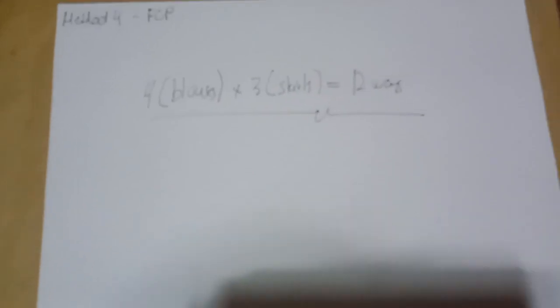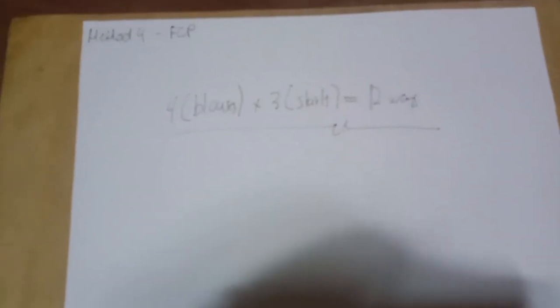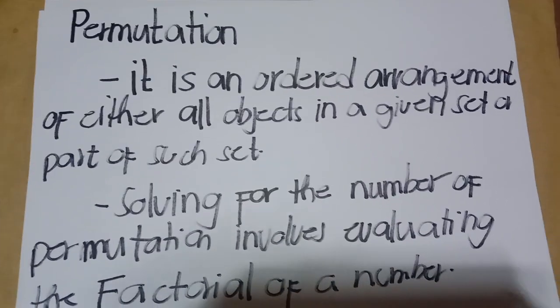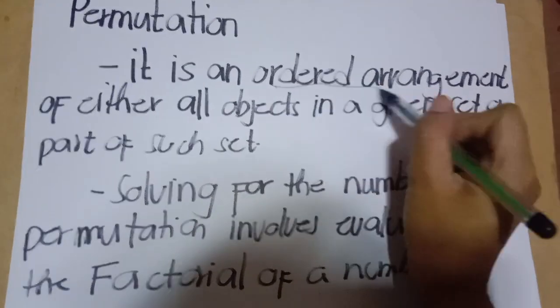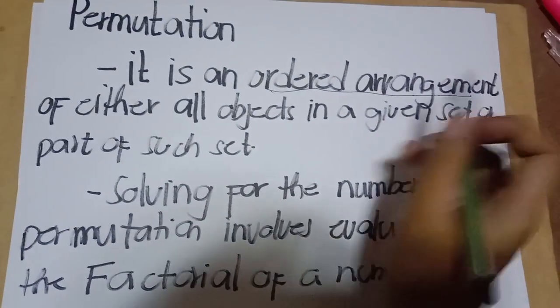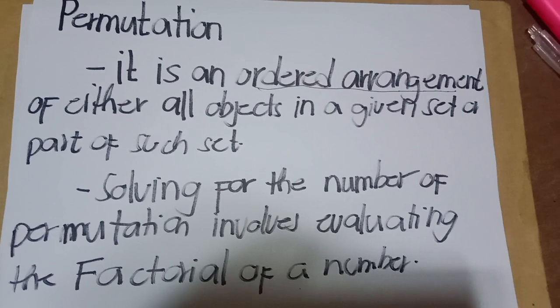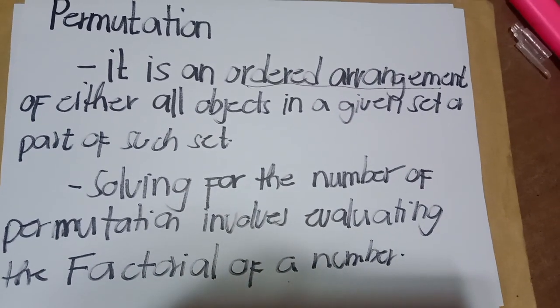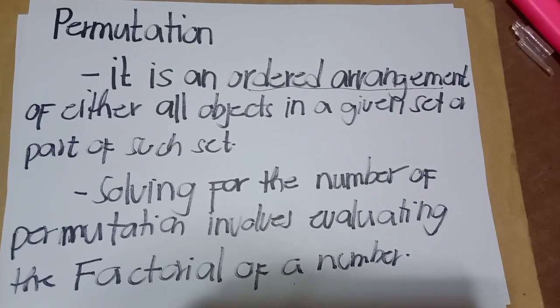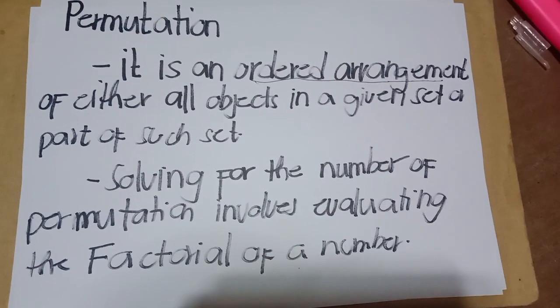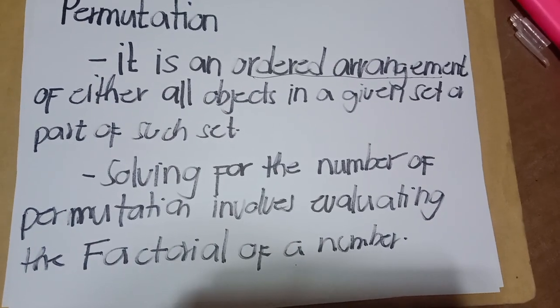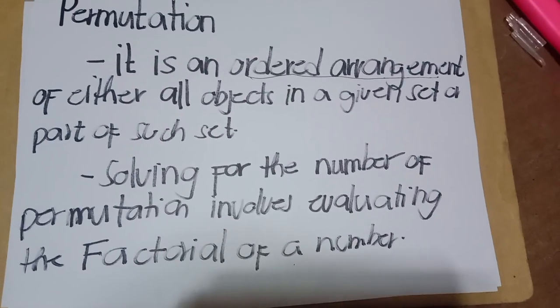So for now, let's move to our next lesson, which is solving problems involving permutation. The permutation is an ordered arrangement, right, of either all objects in a given set or a part of such set. Solving for the number of permutations involves evaluating the factorial of a number.